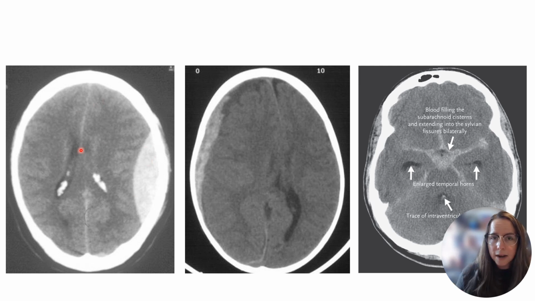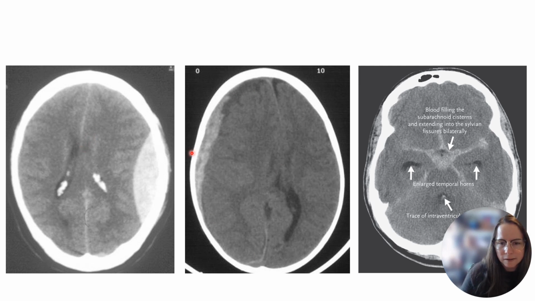Now, the next one we have is a subdural bleed. So if we think about where we're at in our meninges, subdural, that's going to be the space between the dura and the arachnoid matter. Now again, these are typically coming on from trauma. Maybe you hit your head on the steering wheel, you got a baseball to the face, or you fell off your motorcycle, things like that.